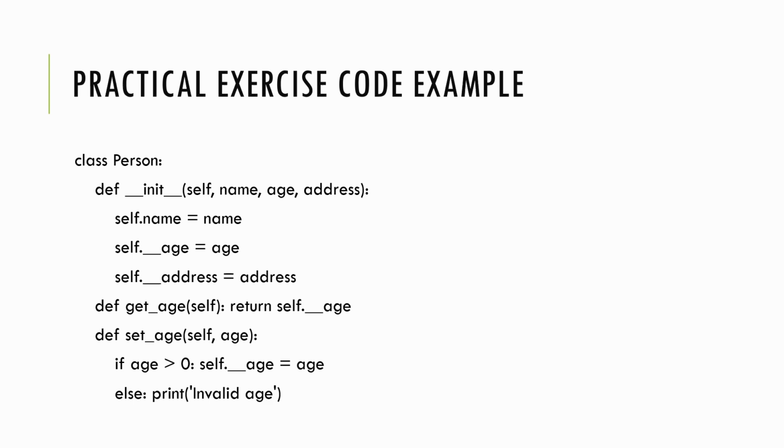Here is the code for the Python class. The constructor init initializes the name, age, and address attributes. The getAge method allows access to the private underscore age attribute, while the setAge method ensures that age can only be updated with a valid value. Similarly, you can add methods to handle the address and any other private attributes.